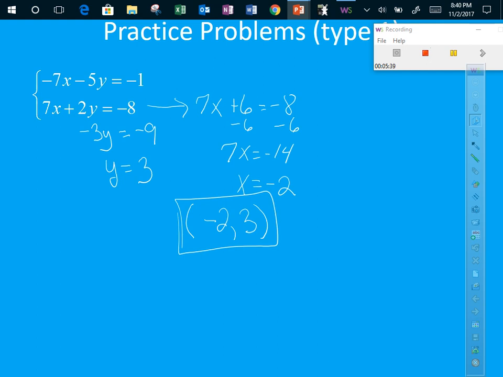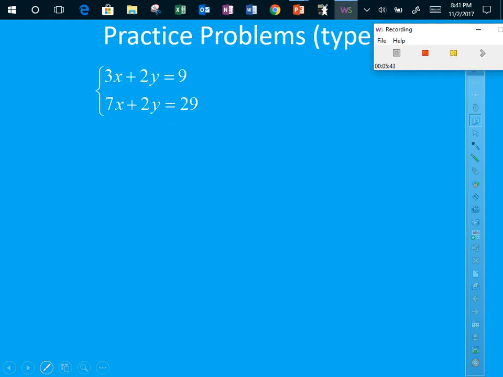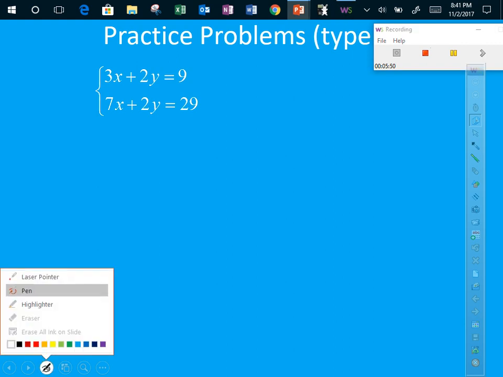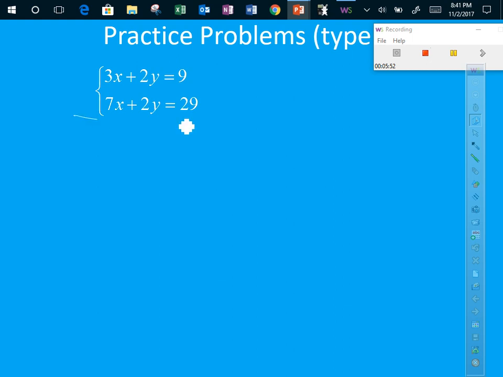Now, look over at your next one, your number 3. Notice your number 3 is just a little bit different. If I add, and you won't do this right off the bat, don't write this down, but if I add, notice I'm going to get 10x plus 4y equal 38. Nothing dropped out. So that's a bad first move.